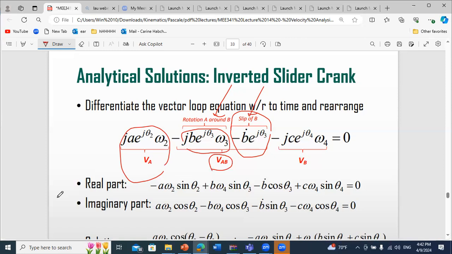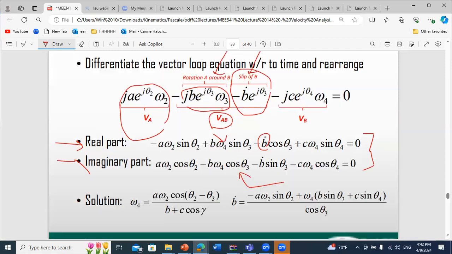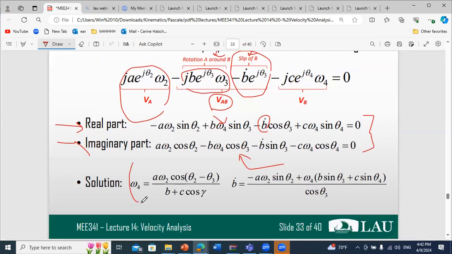Here, if you identify the real part and imaginary part, you get your 2 equations, and you can see that you have coupled equations. So you can substitute, for example, you can get omega 4 function of B dot, then replace in this equation. So you can solve for omega 4 expression and B dot expression, okay? Any question on this?